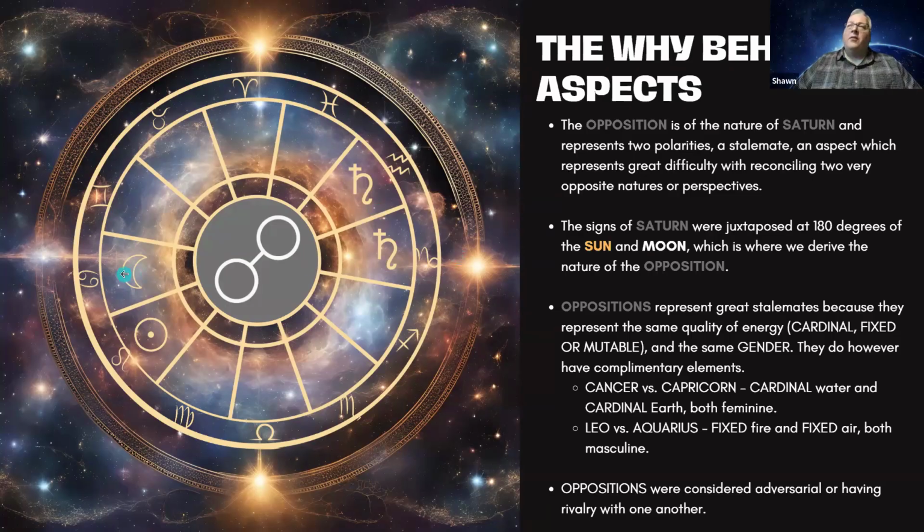The signs of Saturn, therefore, were 180 degrees away from the sun and the moon. So Capricorn sits at 180 degrees of Cancer, and Aquarius sits at 180 degrees of the sun. This is where we derive the nature of the opposition. They represent stalemates because they're representing the same quality of energy, cardinal, fixed, or mutable. So we have the moon in a cardinal water sign, and we have Saturn in a cardinal earth sign. There is the same quality of energy being expressed, both initiating.